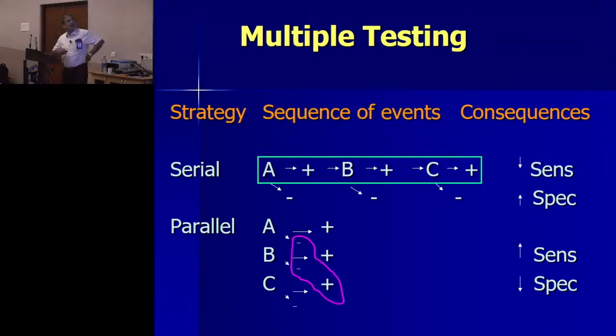So basically, our strategy could be serial testing or parallel testing. The sequence of events would be you do A, and if that is positive, you do B, and if that is positive, then you do C, and so on. And if it is negative, you ignore them. That's the usual way of doing serial testing. So the consequence of this would be to decrease sensitivity, but you're increasing specificity. So usually when you're dealing with dangerous treatments, like chemotherapy, radiation therapy, surgery, you like to increase specificity, and we don't mind losing a bit of sensitivity. So it is a trade-off always. Like most things in life, there is a trade-off.